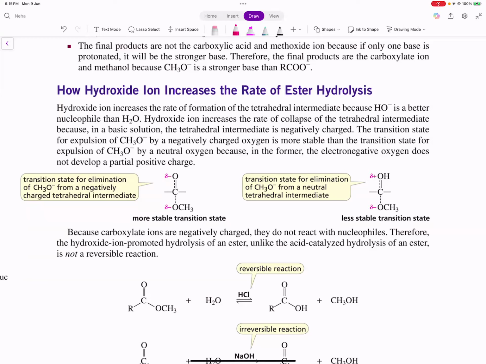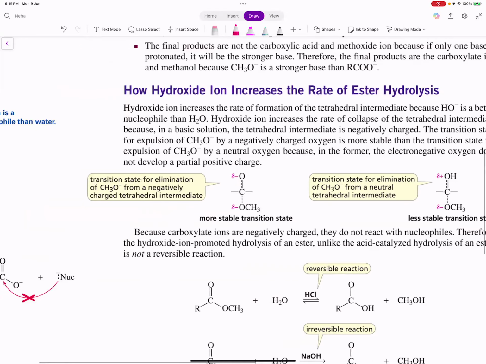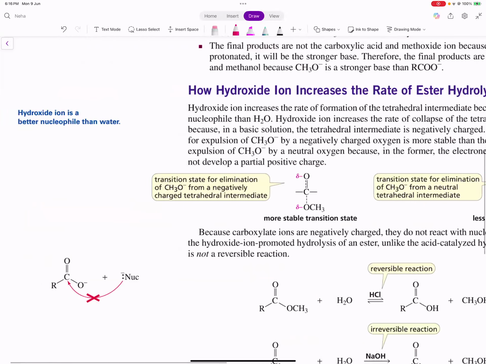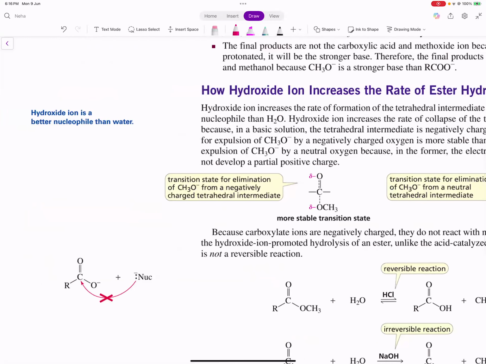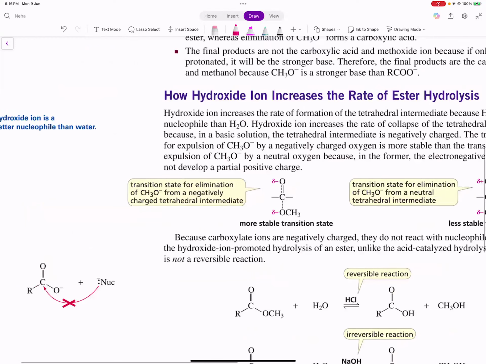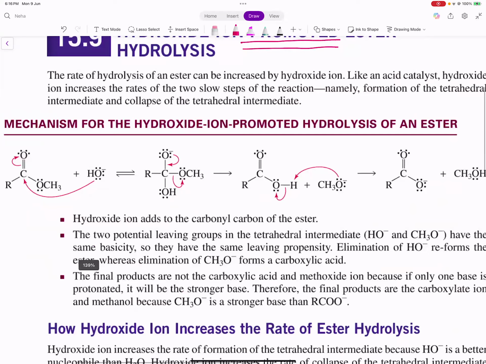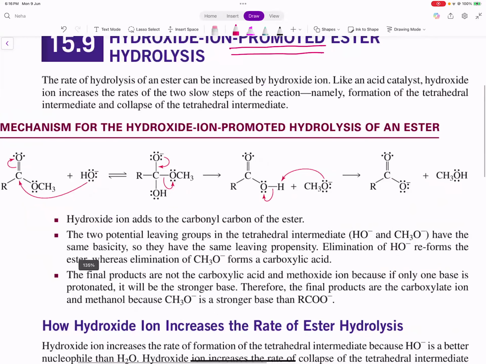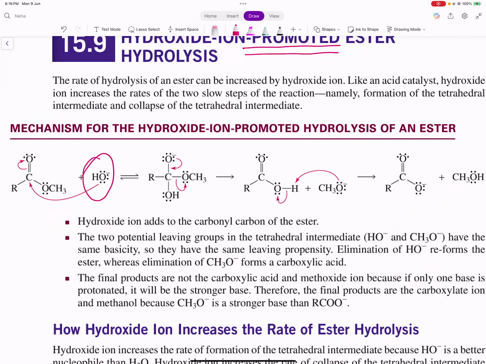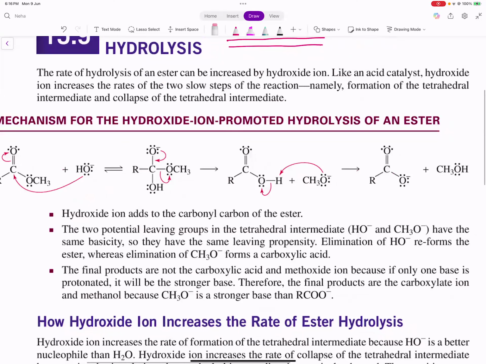And the collapse of the tetrahedral intermediate, again, we are going to see how it is going to affect. See, hydroxide ion is a better nucleophile than water. So when we use hydroxide ion instead of H2O, see what is going to happen. In the first step, it is a better nucleophile as compared to H2O, right? And when the collapse happens, what is going to happen after the collapse?